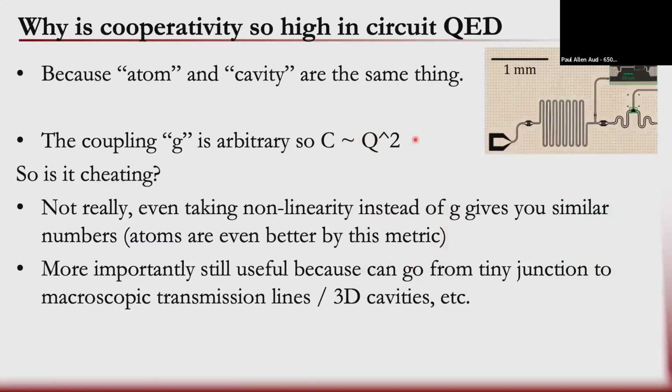And so just some questions. It says, why is the cooperativity so high in the circuit QED? Well, it's basically because there isn't really an atom in a cavity, right? If you didn't know better, you would say these are the same thing. It's just two circuits, and they're two macroscopic pieces of metal. In fact, this capacitor couples them, but it's totally arbitrary. If I wanted, I could just connect them, and then it would be 100%. Or I would just be picking the wrong basis or something.